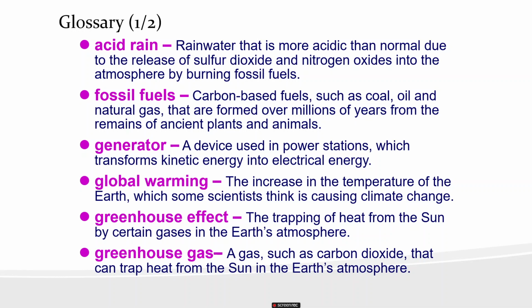Then global warming. The increase in the temperature of the earth, which some scientists think is causing climate change. Next, greenhouse effect. The trapping of heat from the sun by certain gases in Earth's atmosphere. Greenhouse gas. A gas such as carbon dioxide that can trap heat from the sun in the Earth's atmosphere.